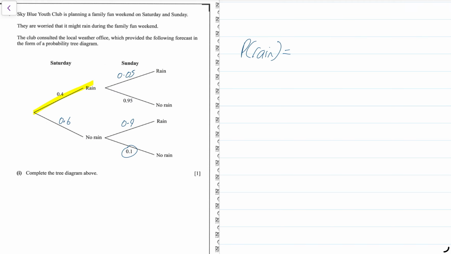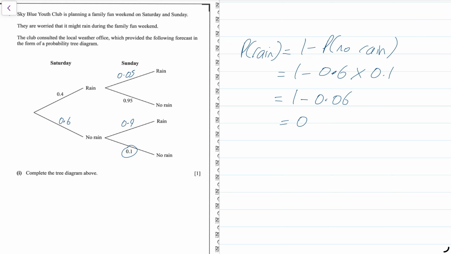But a much smarter way of doing it would be just to do the only one it's not is 1 minus the probability that there is no rain. So 1 minus 0.6 times 0.1, which is 1 minus 0.06, which is 0.94. Okay, so that's where you're going to get, it's almost certain that it's going to rain. Okay, that's a shame, but there we are.